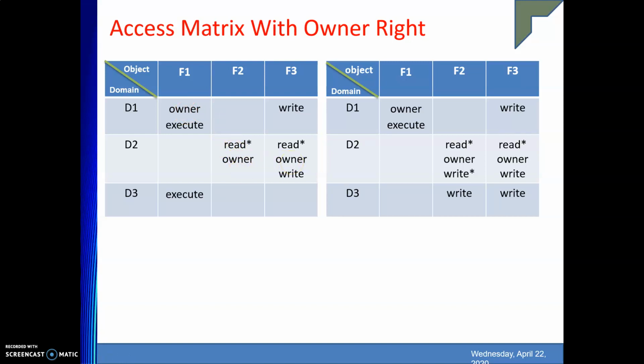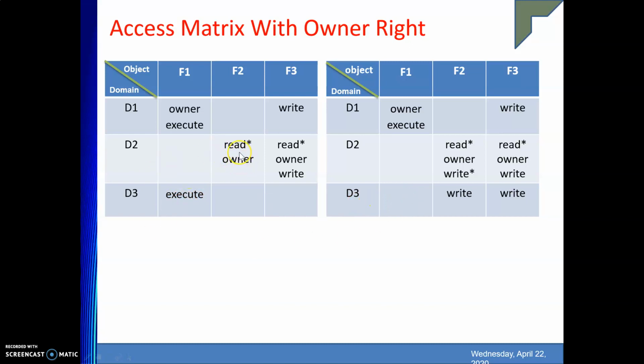Here also owner right is there. That means for the F1 object in this column, this owner right is there. That means any right can be removed as well as newly added. So here see, for the F1 object in the D3 domain, the execute permission is removed.